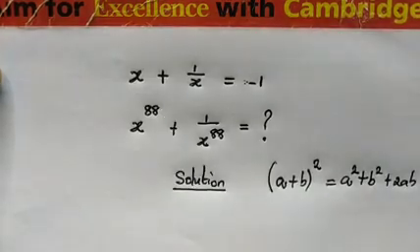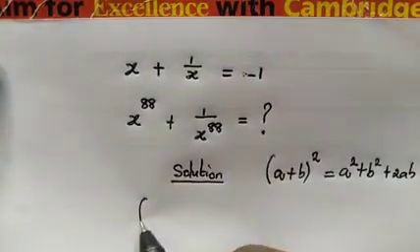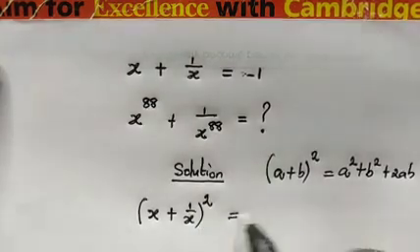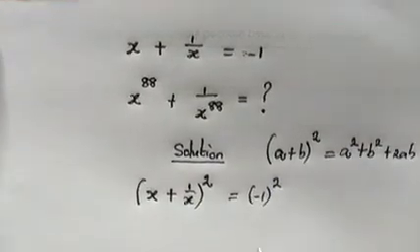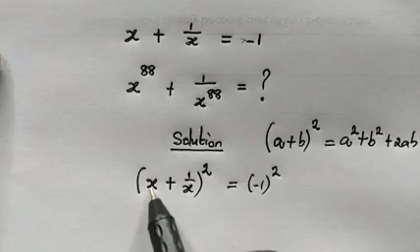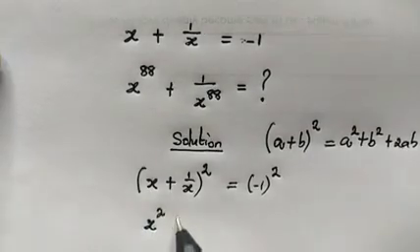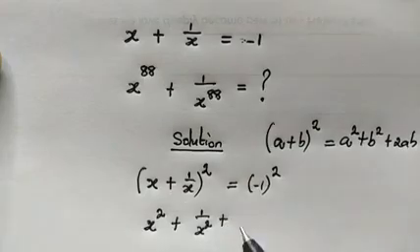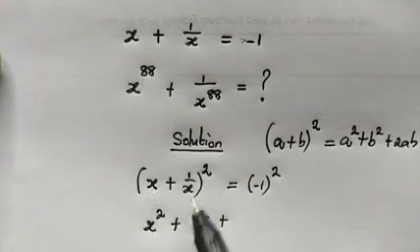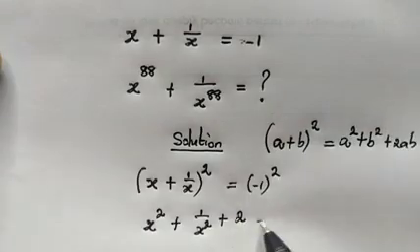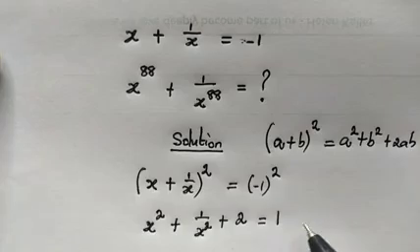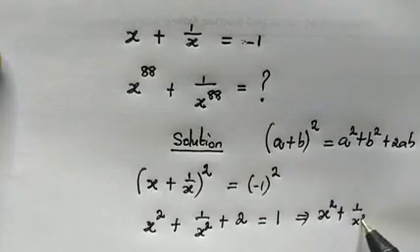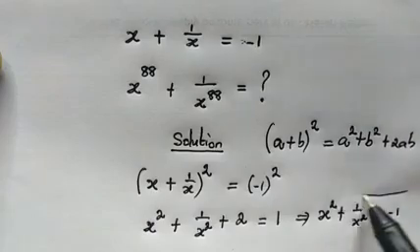Now, let's go to this original equation and square both sides. So this is going to be x plus 1 over x whole squared. This is equal to -1 whole squared. Now, using this identity, this first term here is squared, and that will give us x to the power of 2, plus this second term here is squared, and that is going to give us 1 over x squared, plus 2 times x times 1 over x. x times 1 over x is 1, so 1 times 2 will give us 2. So this is equal to +1. So subtract 2 from both sides, we get x squared plus 1 over x squared is equal to -1.